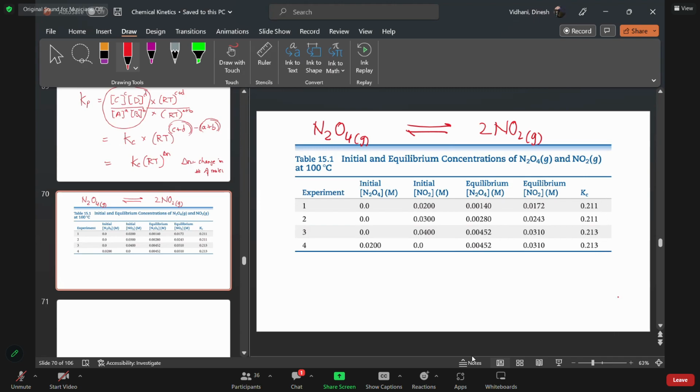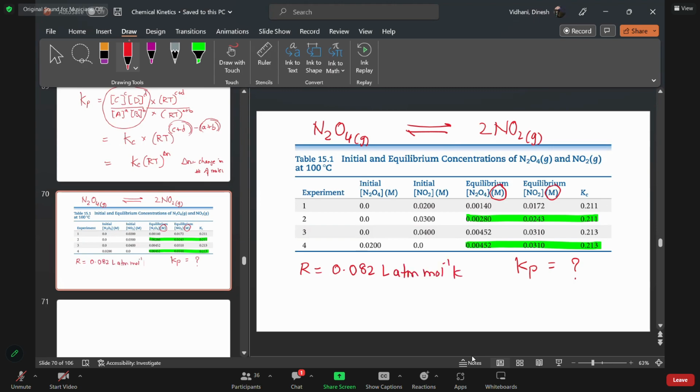Now, your exercise number 1: find me Kp for one of these experiments. So let's select experiment number 2 and experiment number 4. Find me Kp, yes, Kp, because here you are given concentration in molar terms. So find me Kp for these 2 reactions, since you are already given that equation. I'll give you 2 minutes to do that. And if you want, I can give you the value of R. In this case, 0.082 liters atmospheres per mole per Kelvin. This is the value of R that you are going to use.